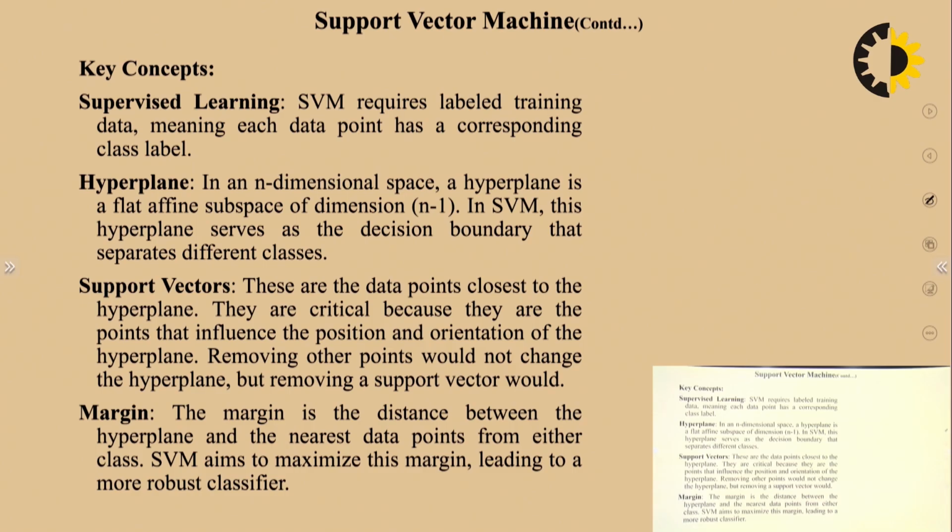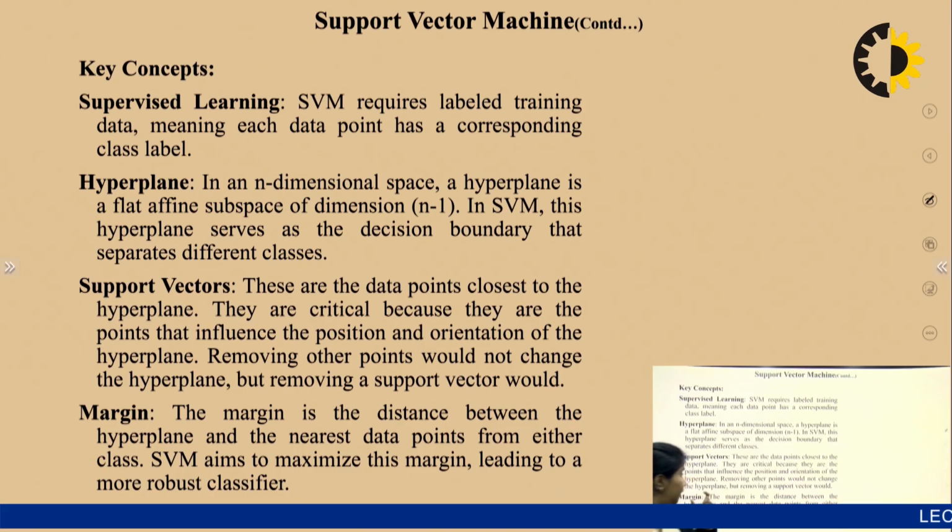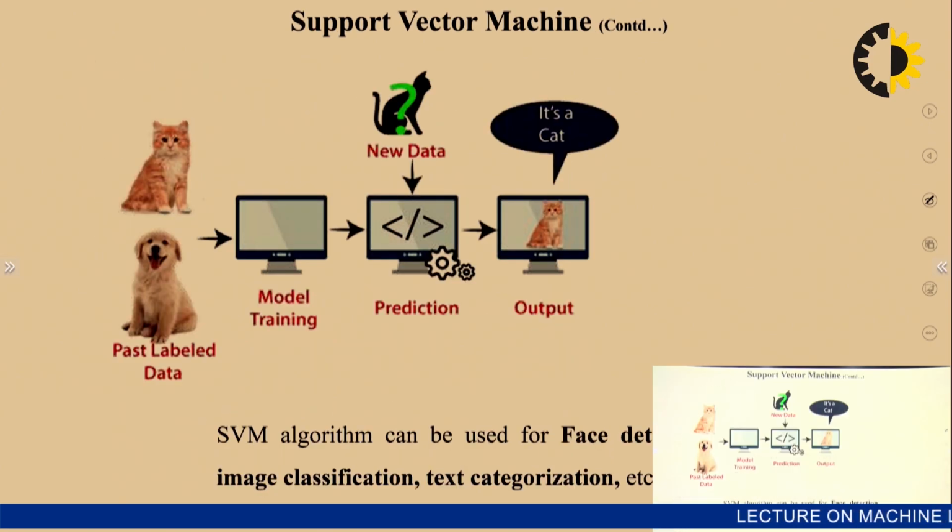Some of the key concepts of the support vector machine: first is supervised learning. The support vector machine is part of the supervised learning techniques. The hyperplane is used to separate the two classes. The support vector is the closest point to the decision boundary. The margin is the distance between the hyperplane and the nearest data points from either class. Here is an example of the support vector machine in supervised machine learning.